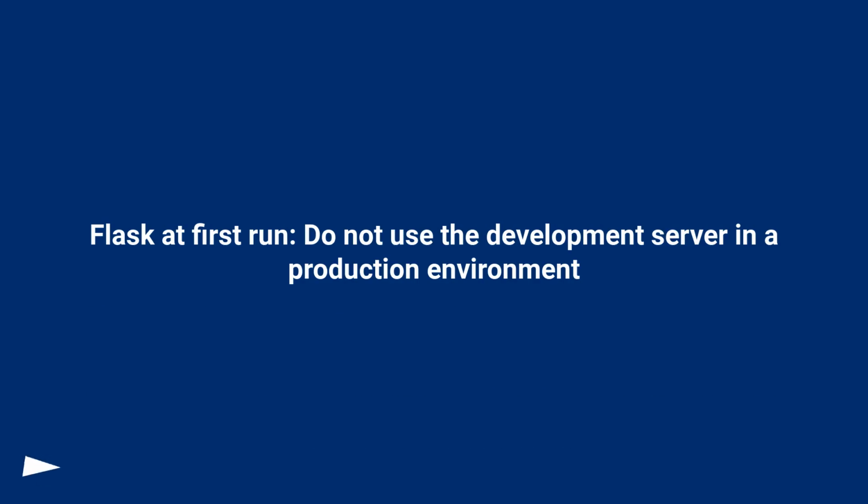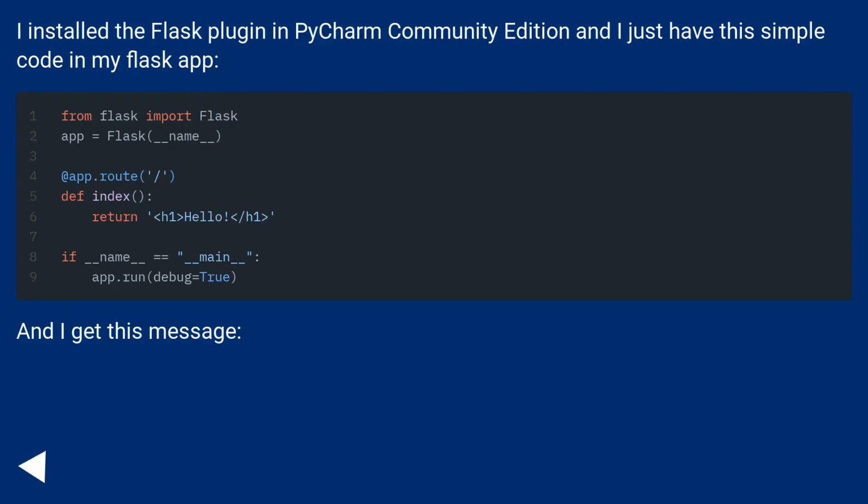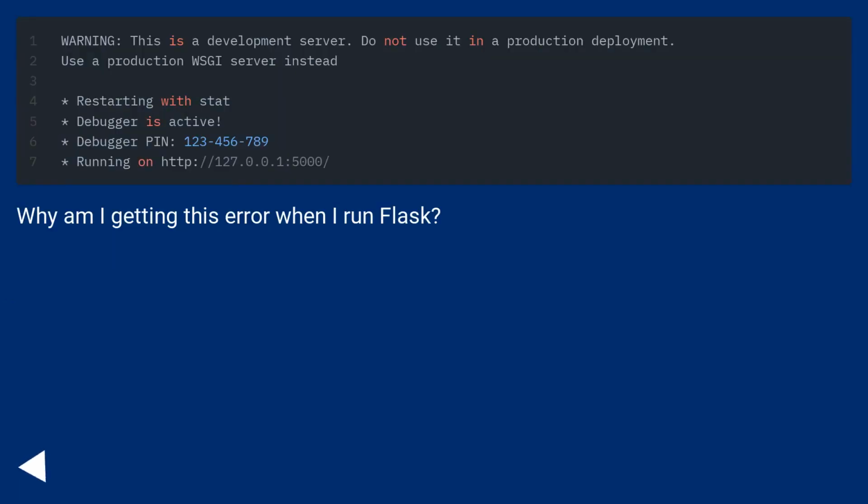Flask at first run. Do not use the development server in a production environment. I installed the Flask plugin in PyCharm Community Edition and I just have this simple code in my Flask app. And I get this message. Why am I getting this error when I run Flask?